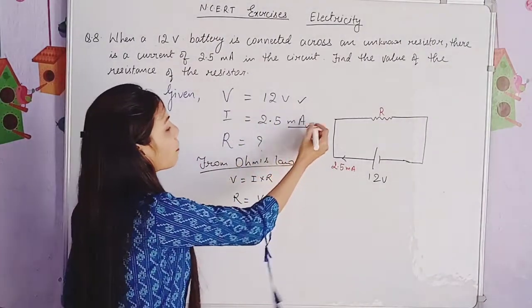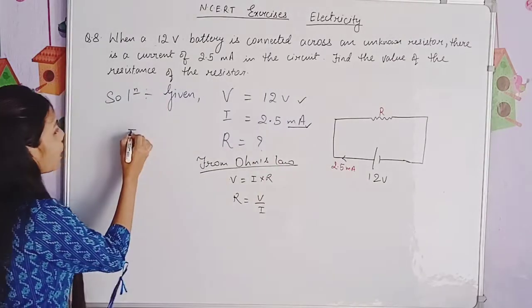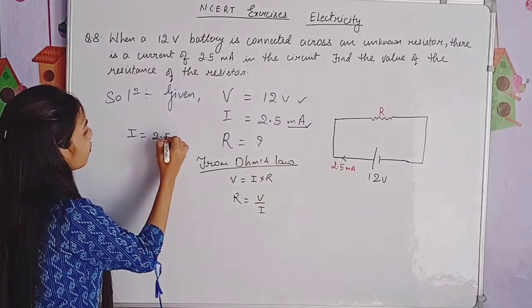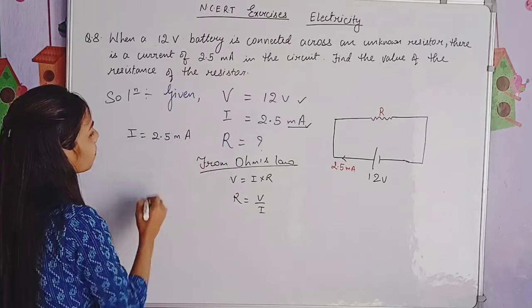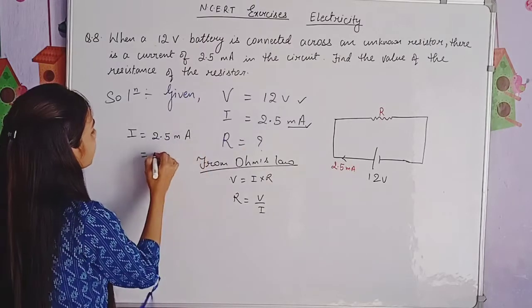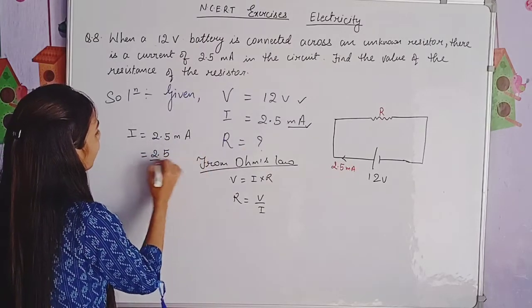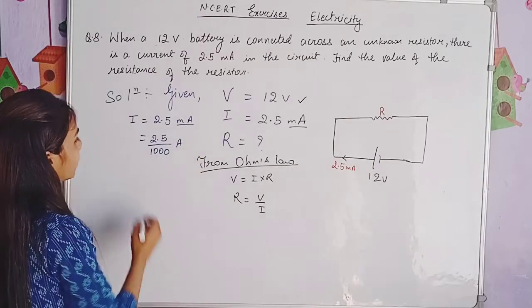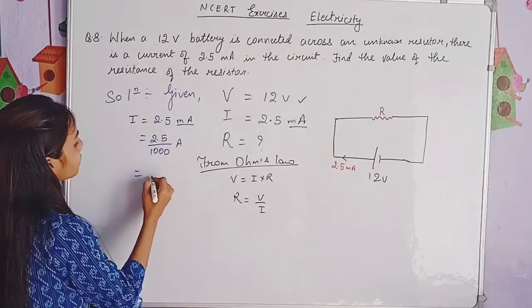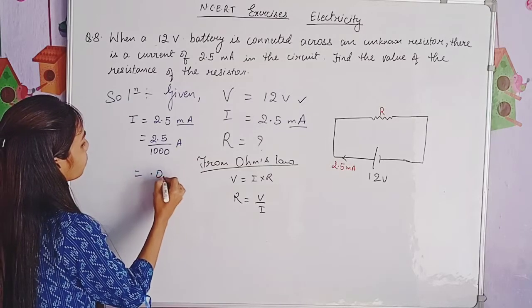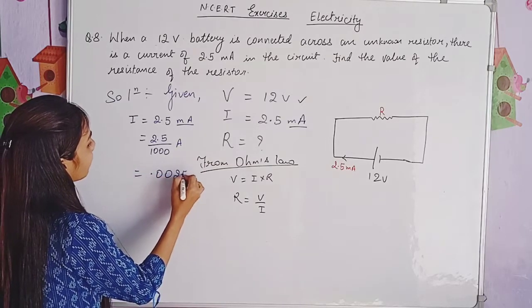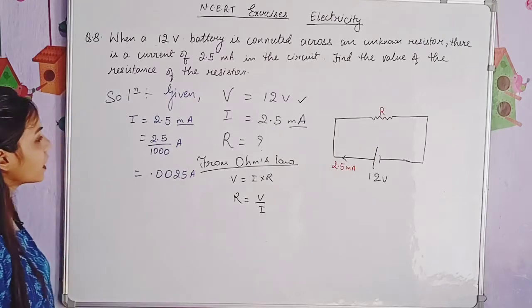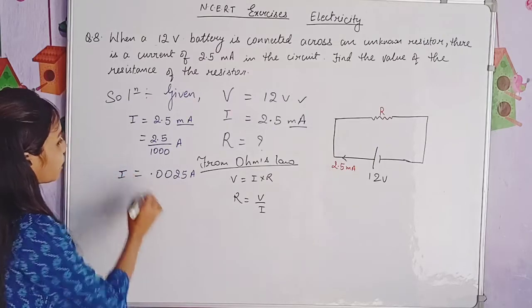We will convert this milliampere into ampere, so I is 2.5 milliampere, which should be in ampere. To change milliampere into ampere we divide 2.5 by 1000. Okay, so this is in ampere right now. Now on simplifying this will lead to 0.0025 ampere. Okay, you can check by yourself.